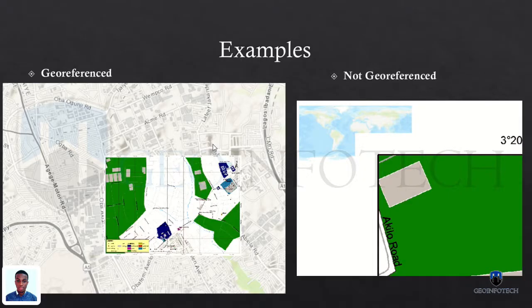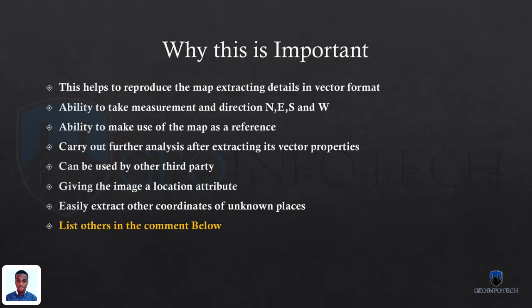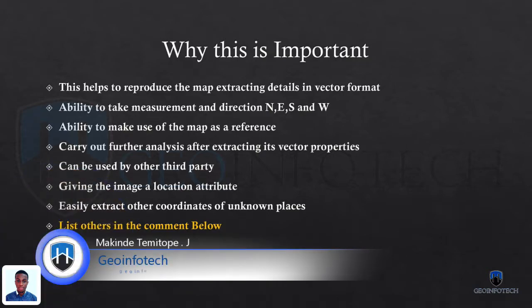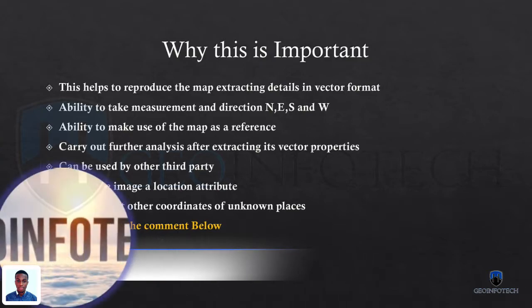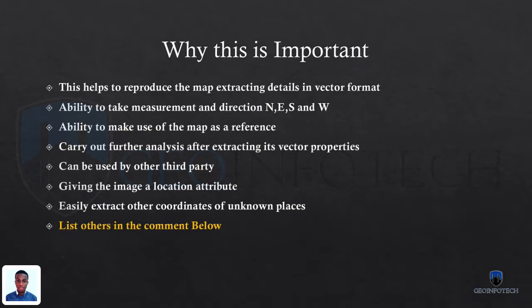All right, so why georeferencing is very important is because it helps you to reproduce the map by extracting vector formats and other details on the map. For example, if you have a topographic map or an ancient map of a place, you can georeference it and extract the details in vector format like point, line, and polygon. You can have the road network, the footpath. You can do a lot of things with it. When you extract the vector format, you can do analysis with that.